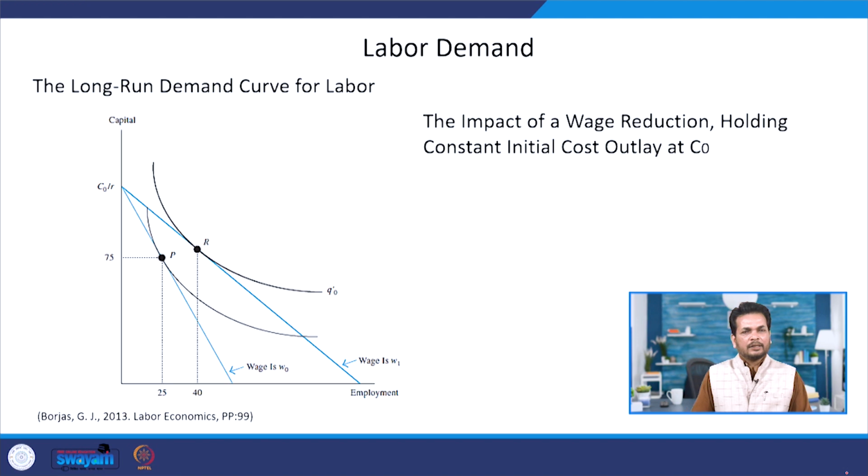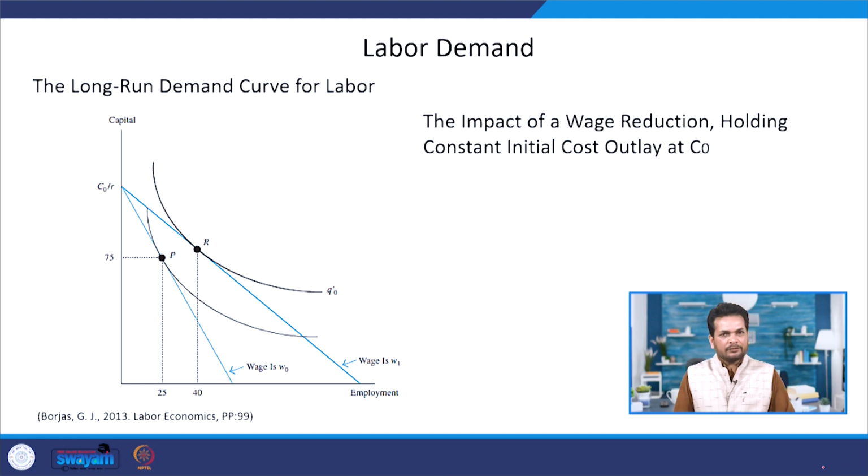Now, let us see what is going to happen to the employment decisions of the farm if there is a change in the wage rate. Here we consider a decline in the wage rate, holding the initial cost outlay constant at C0. So, we are assuming that the total cost outlay C0 is constant, and if any reduction happens to the wage rate, how is the employment decision going to change?